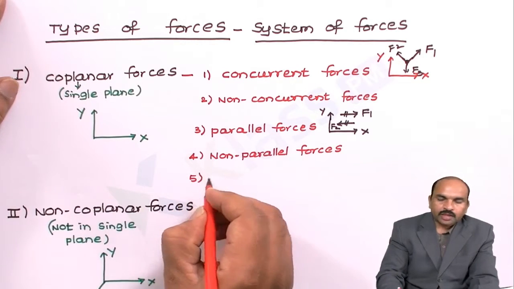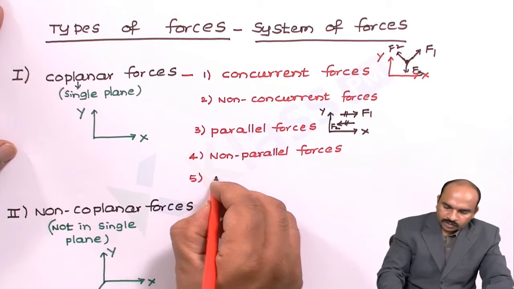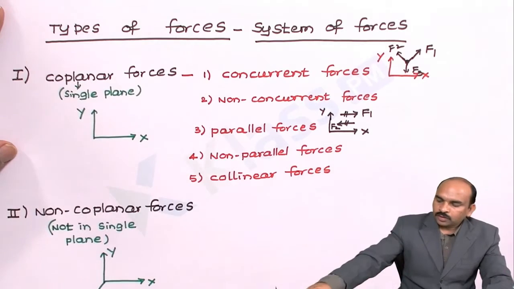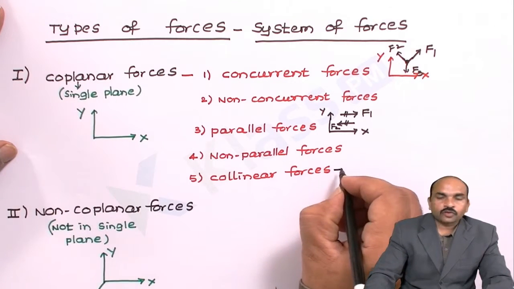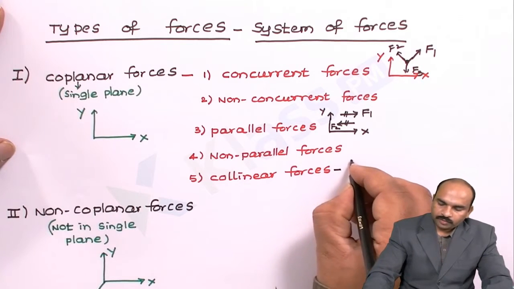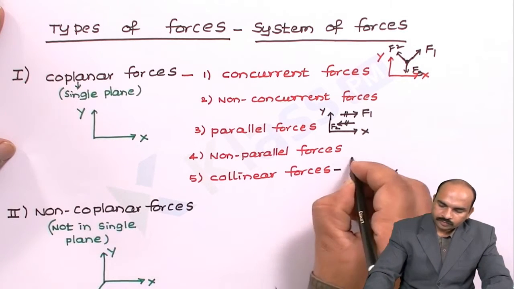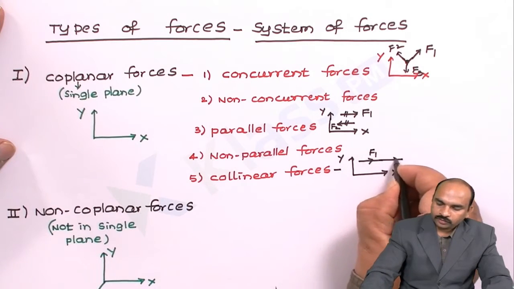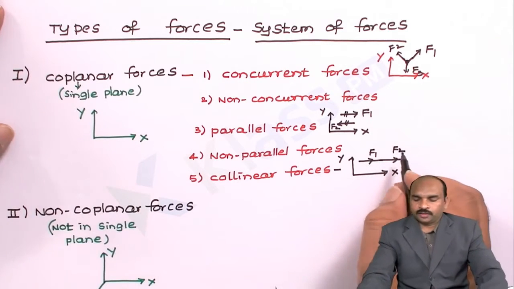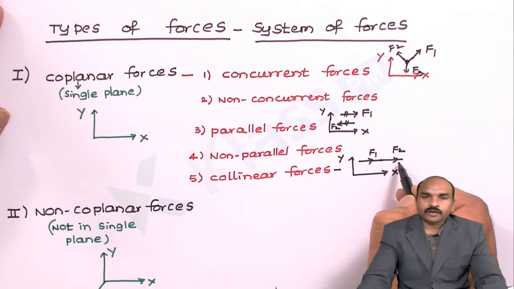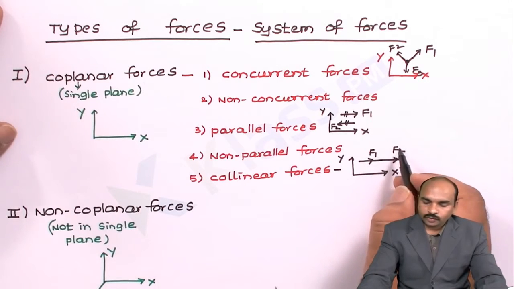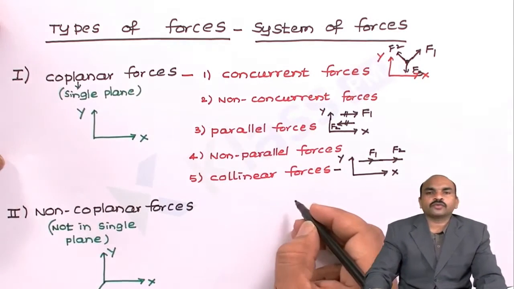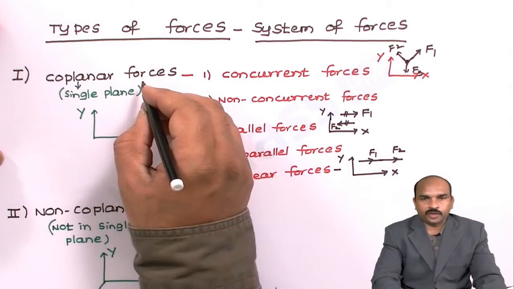Then the last one is collinear forces. Collinear forces means forces are in the same line, like this. Let's take the force F1 and force F2. Two forces are in the same line, so F1 and F2 are known as collinear forces. So these are the different types of forces under the coplanar forces.